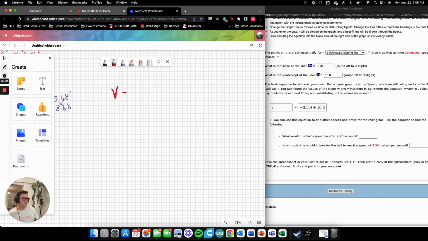Okay, V equals... Whoa. V equals negative 3.35 t plus 16.8. Okay, sorry about that delay. So we know that t in this problem is equal to 4.25 seconds. We know that from over here.